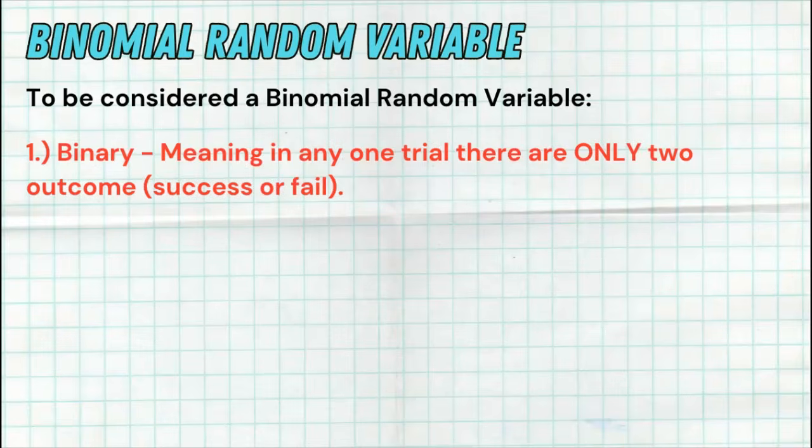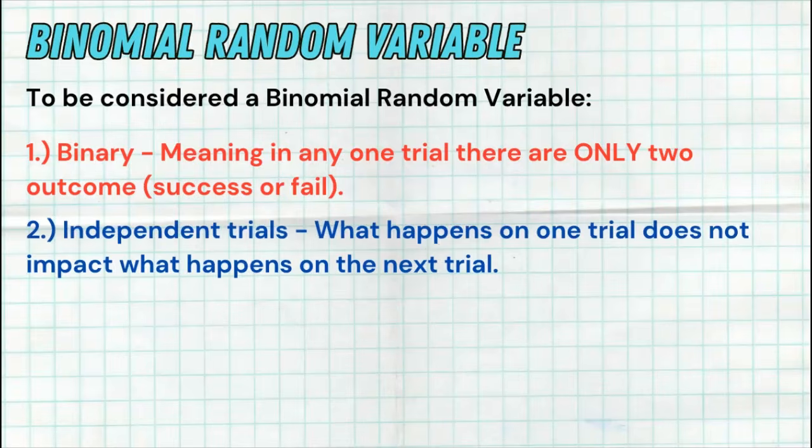The first is that every trial has to be what we call binary, meaning that it could either be a successful trial or a fail. Only 2 things can happen on every trial: what we want to happen or it doesn't happen. So that's it. It's got to be binary. That's why it's called a binomial random variable.